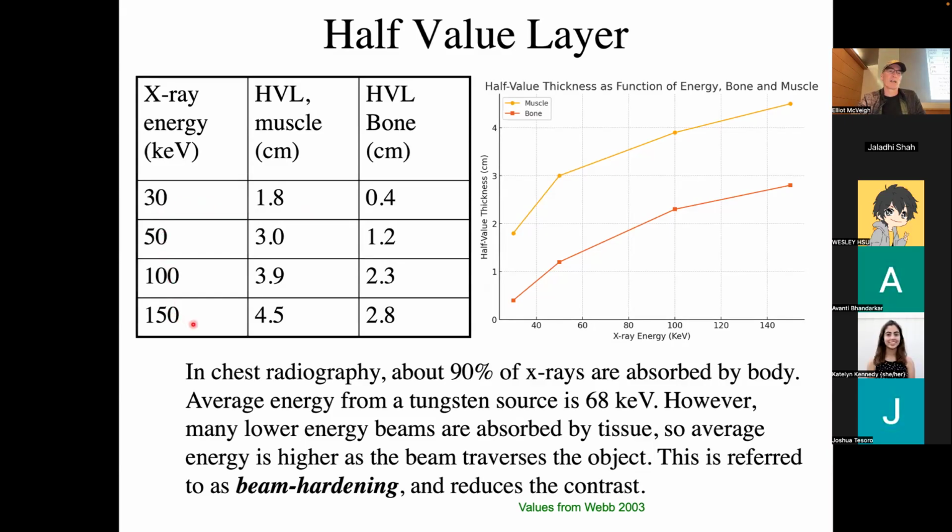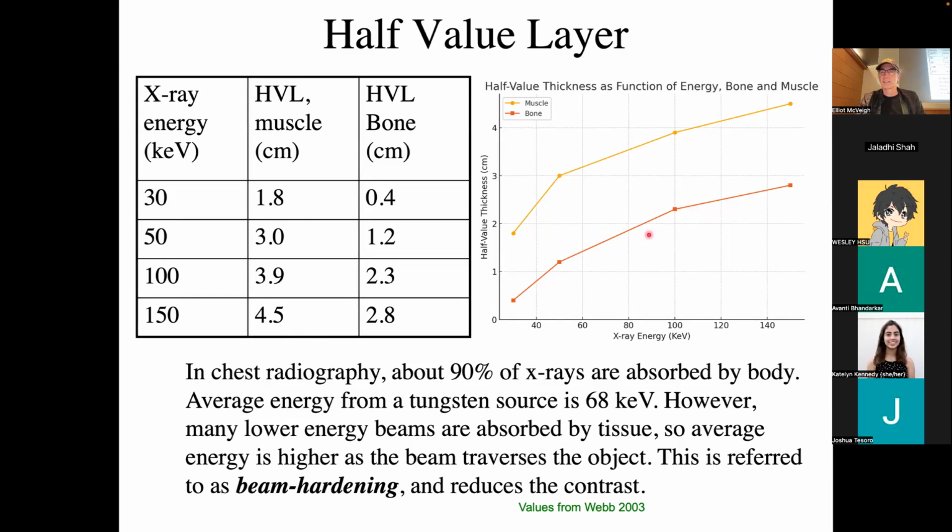When we get up to 150 keV, you have to go close to 5 centimeters through muscle to drop by 50%. But still, that gives us a reasonable number of photons coming out the back of the patient. Bone, on the other hand, you don't have to go far at all. It's less than half a centimeter at 30, but it's 3 centimeters at 150.